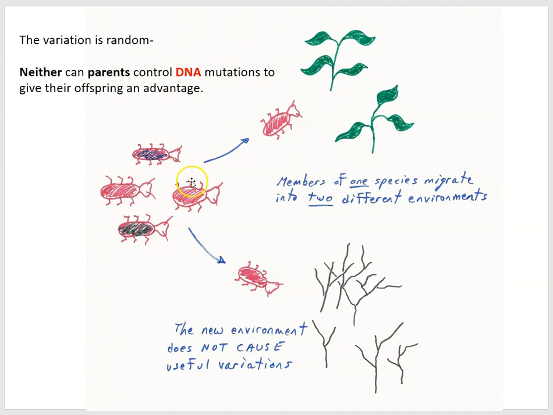So in this case here, we have some of the insects moving into the stick environment. It's not that these parents here are somehow controlling the mutations that their offspring will get. So they can't say, well, we're going to be in a stick environment, so we're going to start to have babies that look more like sticks. No, they can't control that. And neither can the parents who end up in the leafy environment. They can't control the traits that their offspring are inheriting.